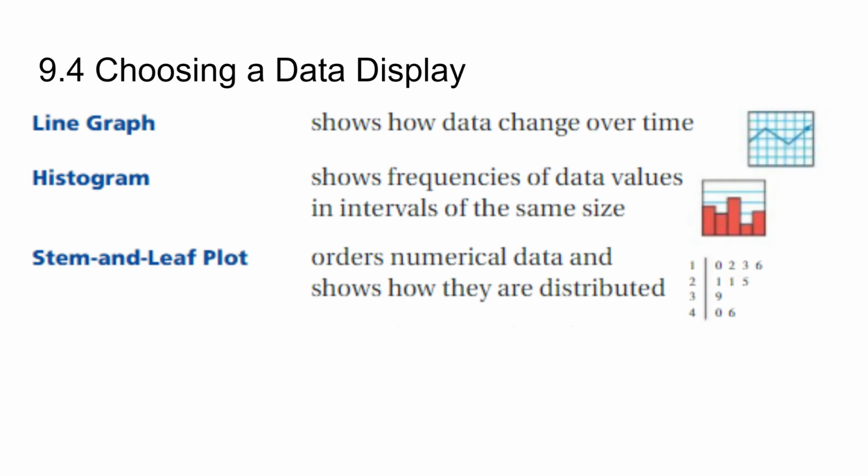Next we have a line graph, shows how data changes over time. Histograms, shows frequencies of data values in intervals of the same size. Stem and leaf plot, orders numerical data and shows how they are distributed. Okay, make sure this is also in your notes.